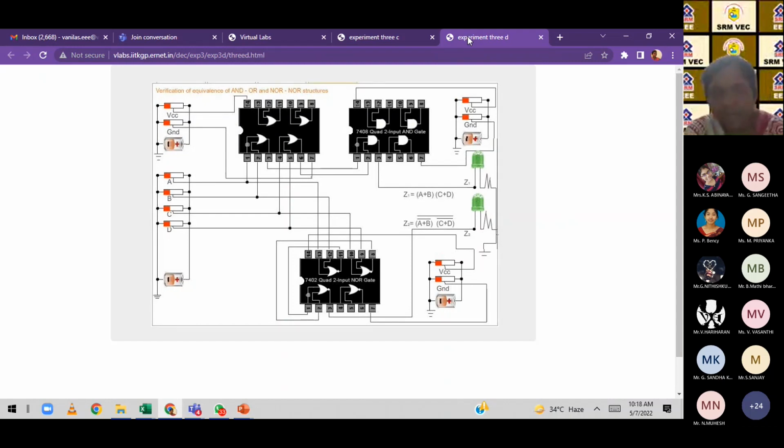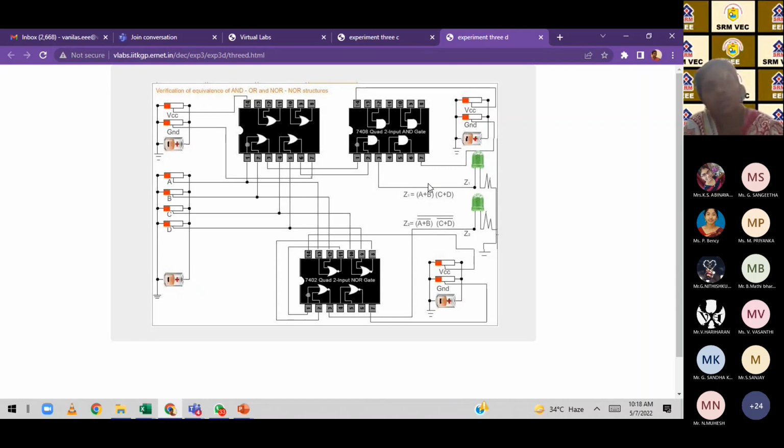And next to that, similarly, the reverse process: (A+B)·(C+D). What will we go for here? We'll do the OR operation, and then we'll do the AND operation, then it will be taken to the output. Similarly, (A+B)' whole bar. So here, all are NOR operations, so this can be taken. When you have AND and OR, they can be replaced with a NOR gate using this operation. So (A+B)·(C+D).